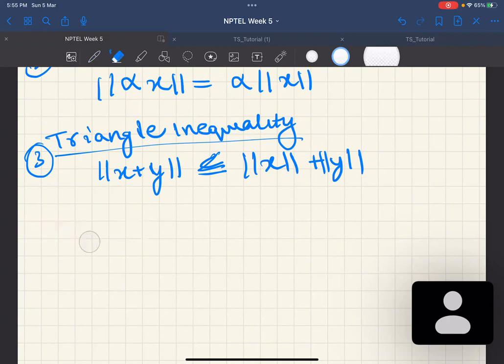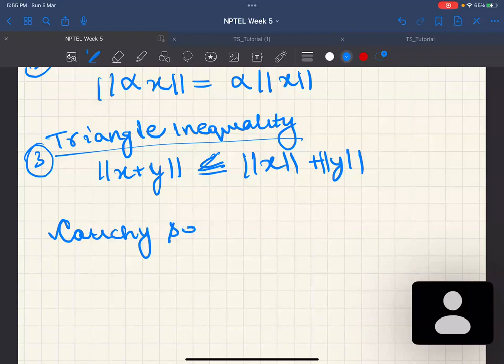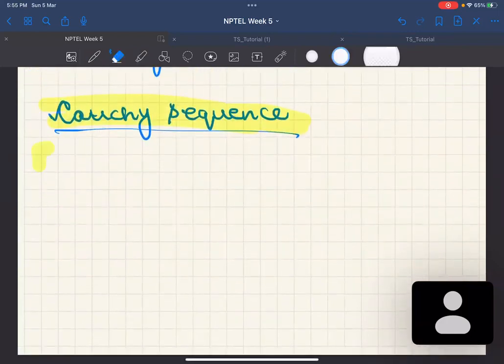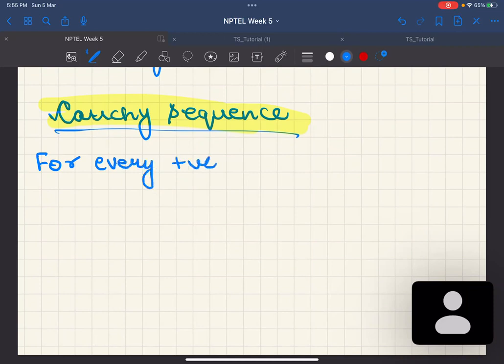Before going to complete normed vector space, let's go to the Cauchy sequence. Any idea what it is? No, I don't. Okay, it's fine. I'll write the definition first and then I'll explain.